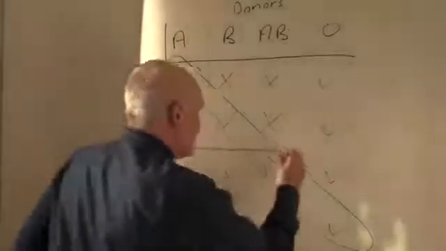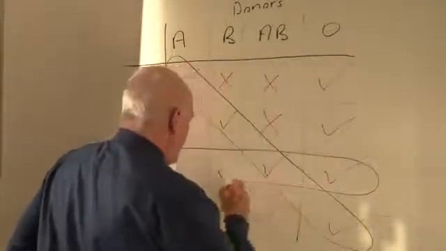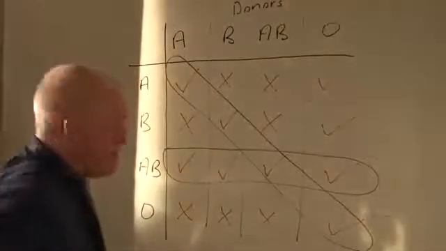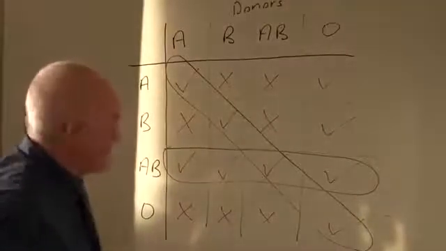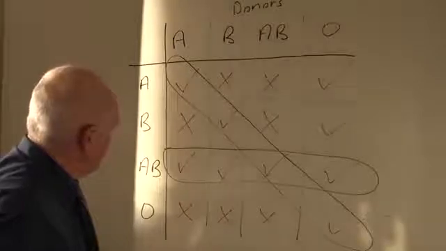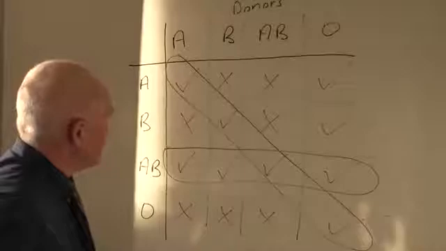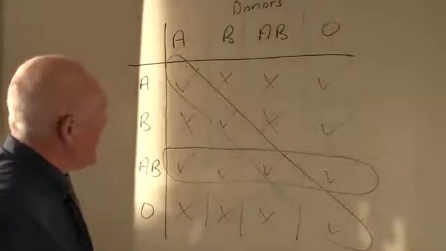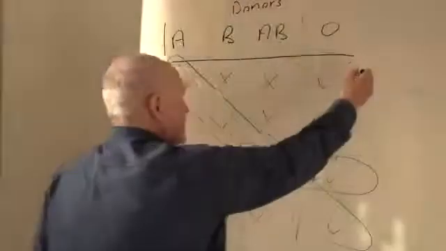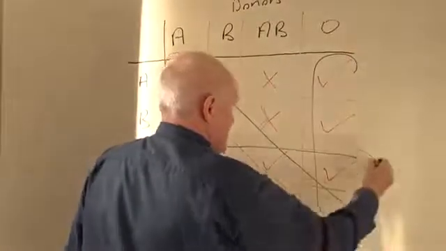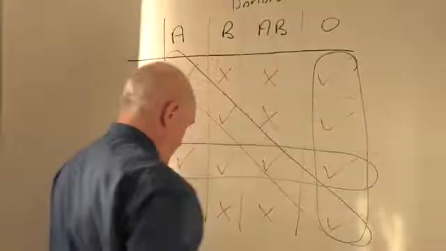AB, in theory, can receive from anyone. So AB can be called the universal recipient. In theory, just thinking about the ABO system. O, in theory, can give to anyone. So O is described as the universal donor.